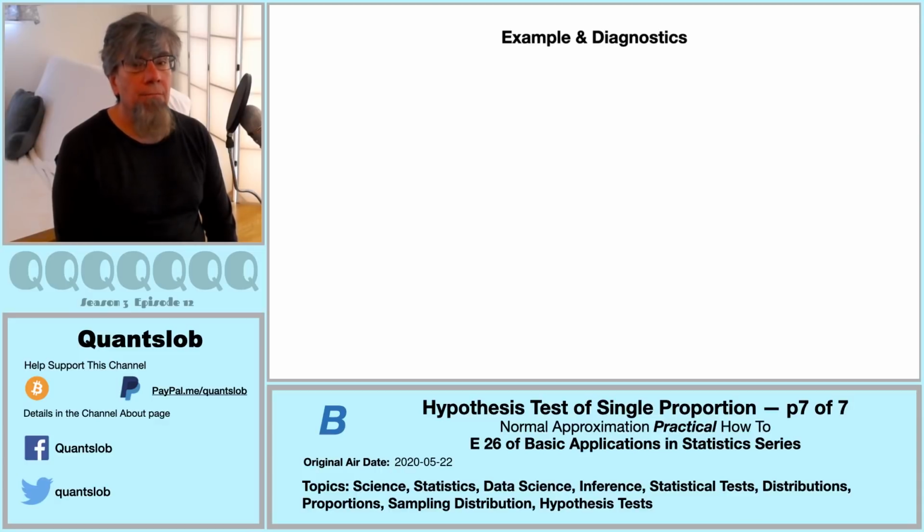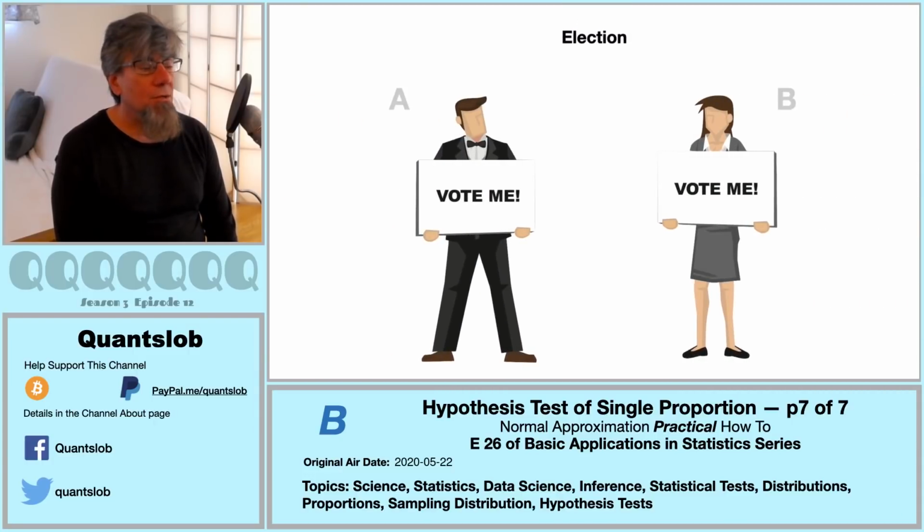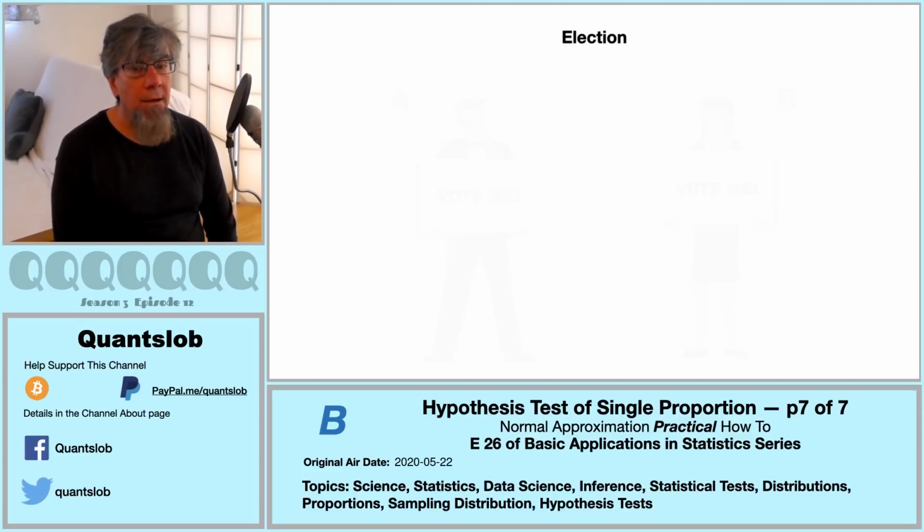For this installment, we're going to work through one more example, then offer some concluding diagnostics. So, for example, suppose we have a soon upcoming election between two and only two candidates, candidate A and candidate B.